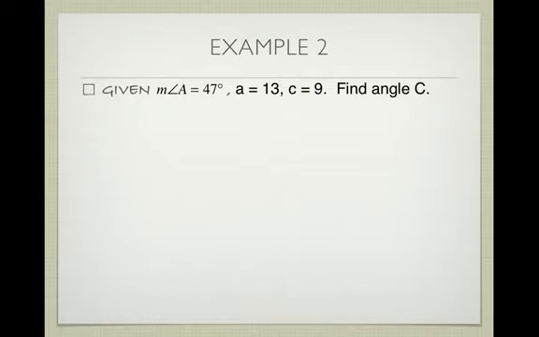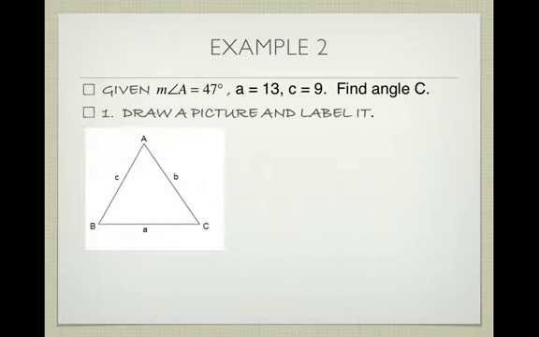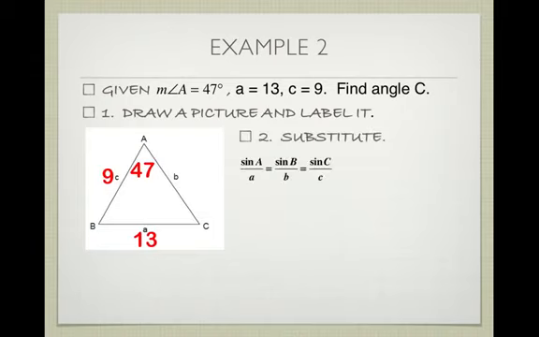Okay, let's go on to the next example. In this example, we're given that angle A is 47 degrees and then two side lengths, and we're challenged to find angle C. So again, draw a picture, any triangle, label it, and then take a look at the law of sines and figure out which ratios you need to use. We don't have anything about B in there, so we're going to take that part out. So we have the sine of A over A equals the sine of C over C.